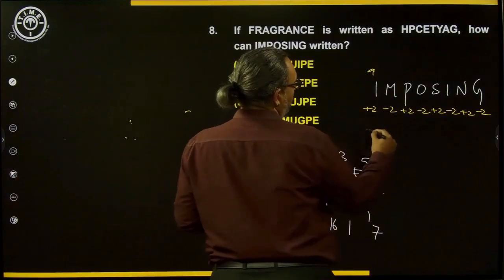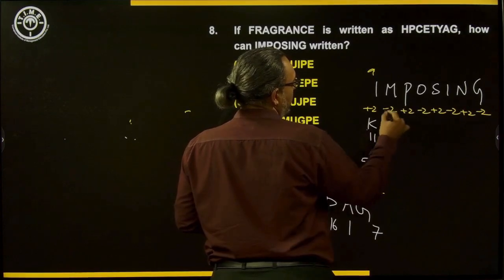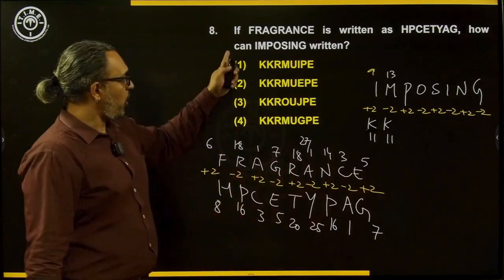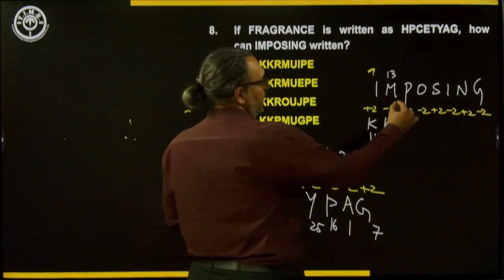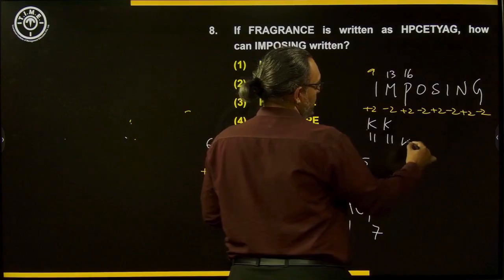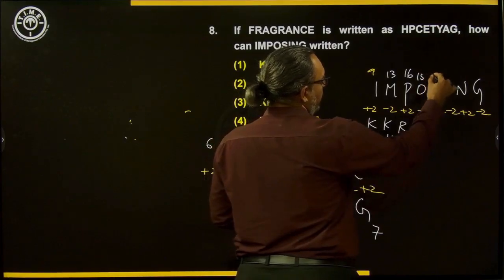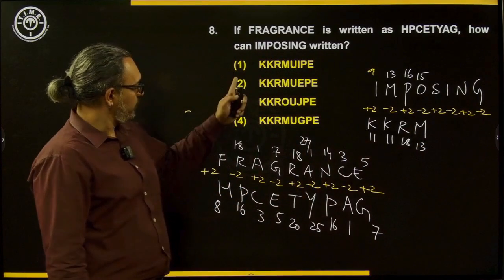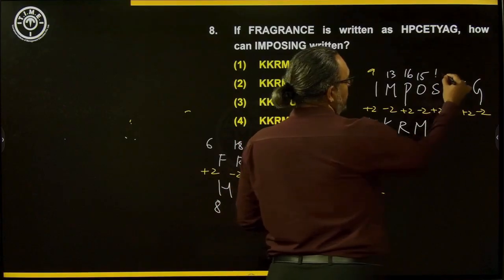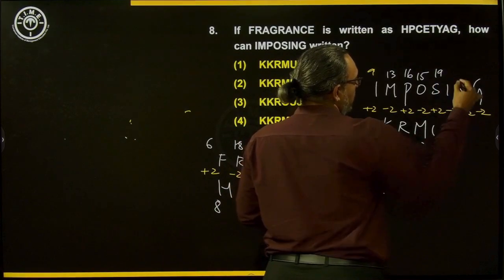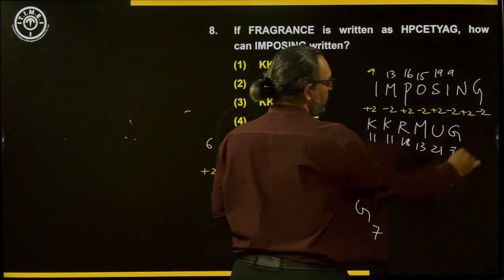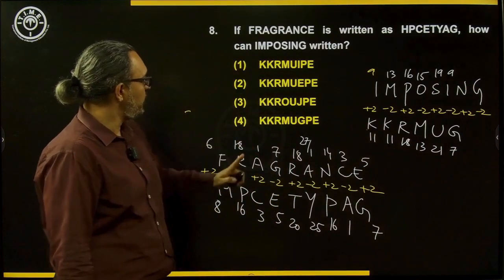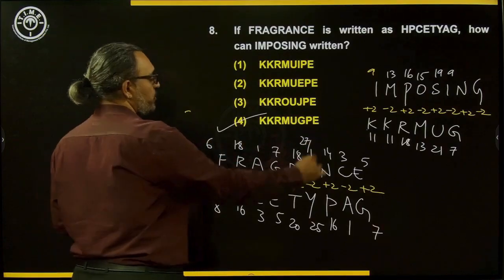Yes. So we have 9 plus 2, 11. 11 is K. Then 13 minus 2, 11. Again a K. So all options are KK. Then 16 plus 2, 18, R. 15 minus 2, 13, M. So KKRM, you still have it. Then 19 plus 2, 21 is U. 9 minus 2, 7 is a G. So KKRMUG. KKRMUG is available only in the fourth option.